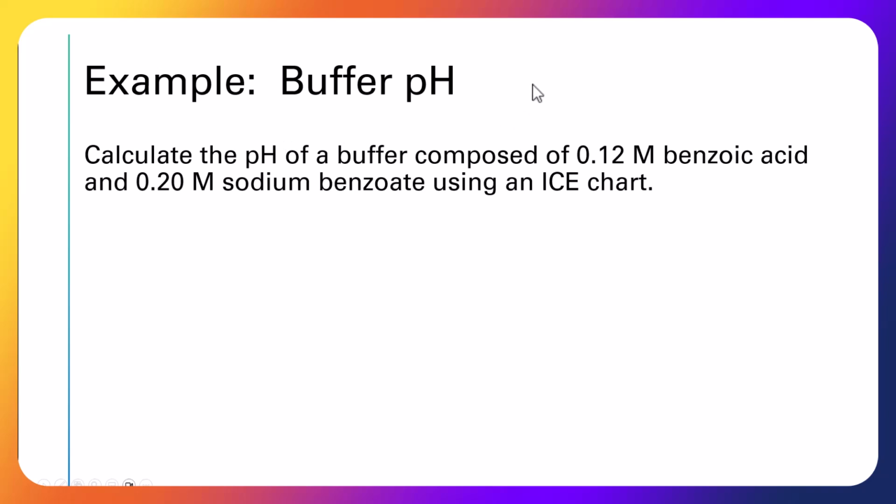Example, buffer pH. Calculate the pH of a buffer composed of 0.12 molar benzoic acid and 0.20 molar sodium benzoate using an ice chart. So I had to look up the Ka for benzoic acid. I just went online, and I have 6.3 times 10 to the minus 5, relatively small. So using an ice chart.